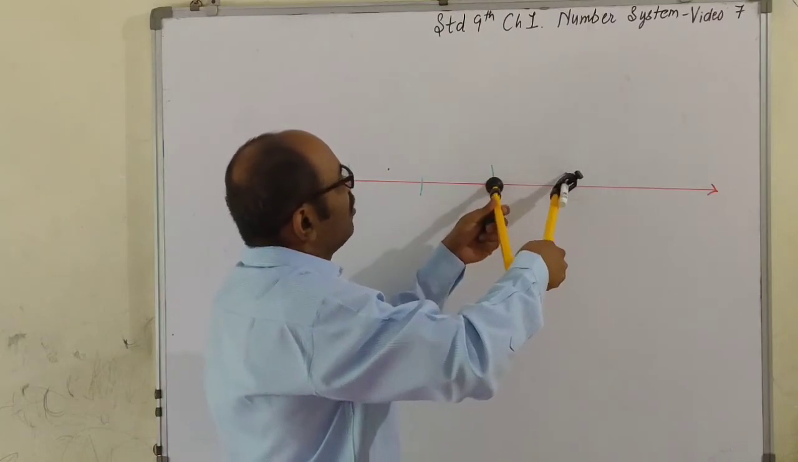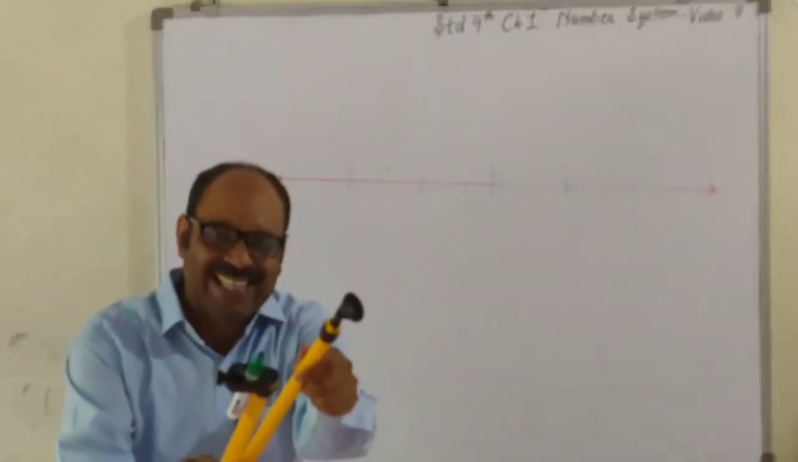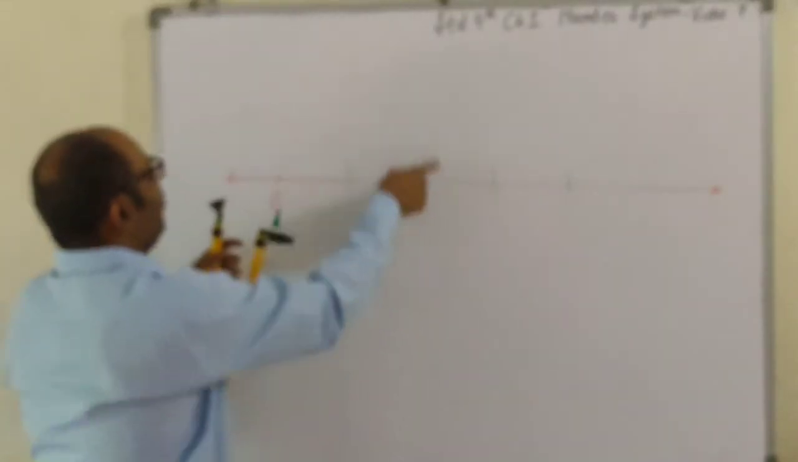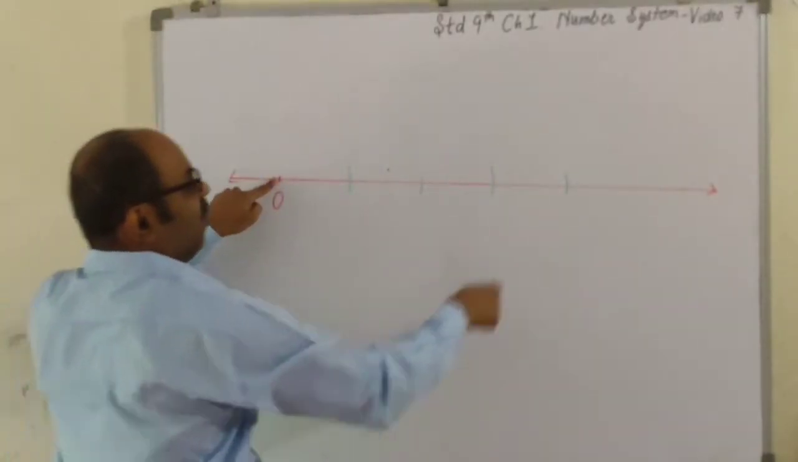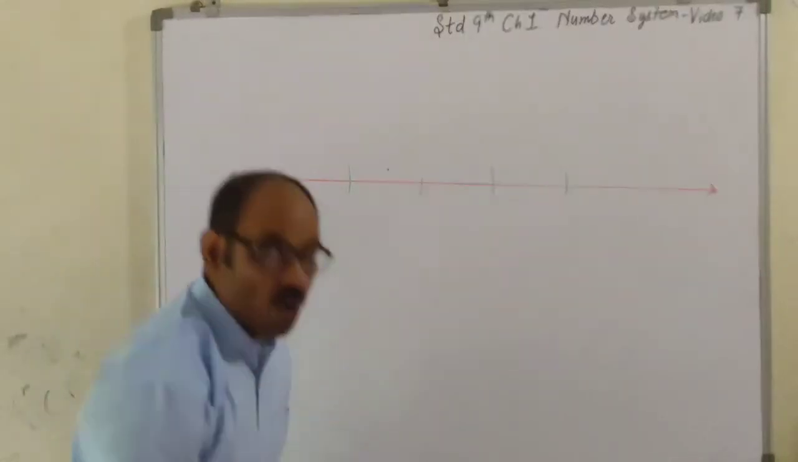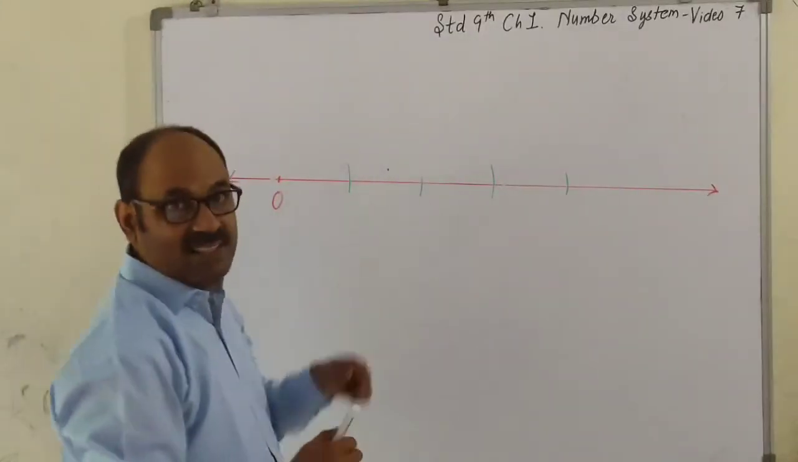So this is the second use of a rounder. Using this rounder you are drawing circles. This is the first circle, this is the second circle, this is the third circle with center O, this is the fourth circle with center O, but you do not draw the whole circle, only a part of a circle which cuts the line.